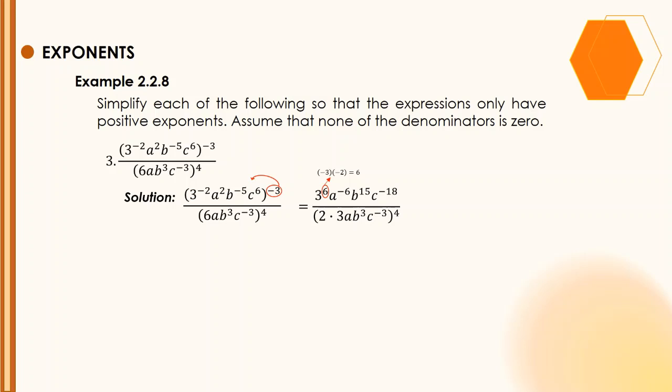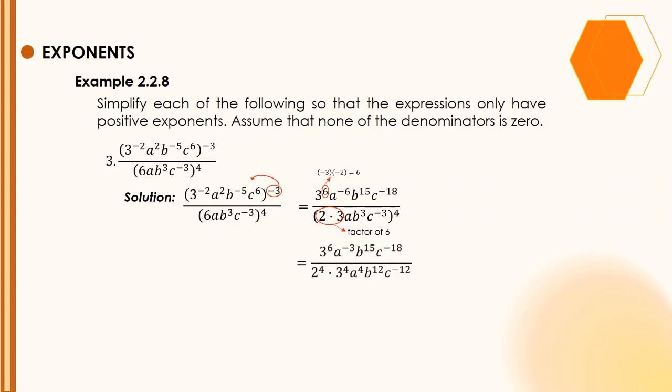Yung b naman, negative 5 times negative 3 is equal to positive 15. Kaya, ang exponent ng b is 15. Yung c naman is 6 times negative 3 is equal to negative 18. Kaya yung exponent ng c is negative 18. Take note, i-factor natin ang 6. That is 2 times 3. So ngayon, this will be equal to this one.